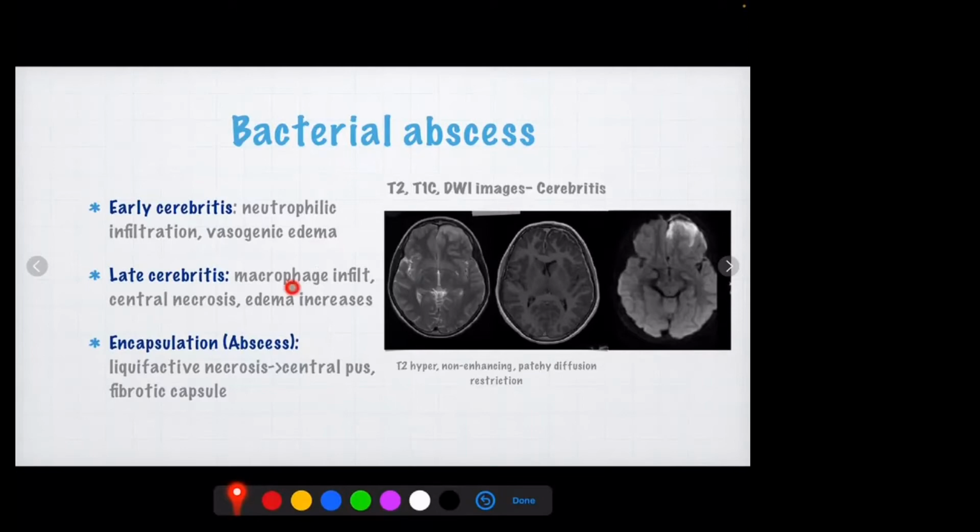As the cerebritis progresses, the macrophages take over, and there starts the central necrosis and liquefaction of that place, and the edema increases. Even the perilesional edema and the edema inside the lesion increases. And last is the encapsulation stage in the form of abscess, where there is a frank liquefaction. The cavity from solid starts becoming liquid, and there is a fibrotic capsule, and the inflammatory response of the body and the brain takes over and circumscribes and halts the progression of the infection.